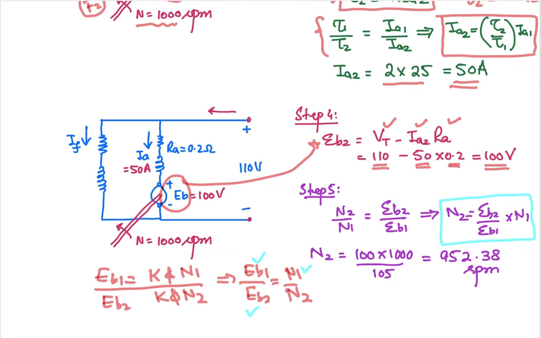Now just plug in the values: 100 volt back EMF, 1000 rpm, and the back EMF at 25 ampere is 105, and at 50 ampere it is 100 volts. So the new speed will be 952.38 rpm.